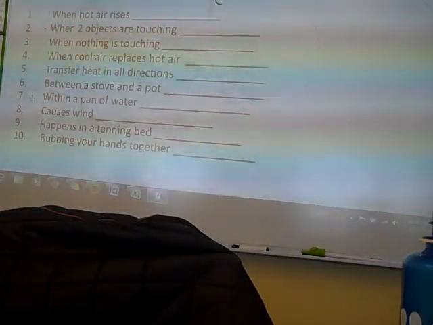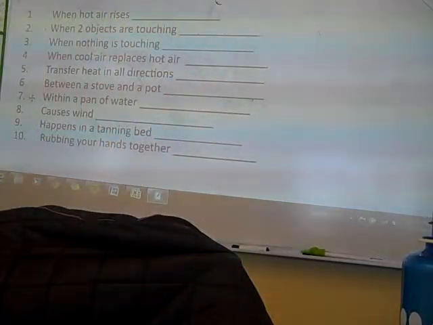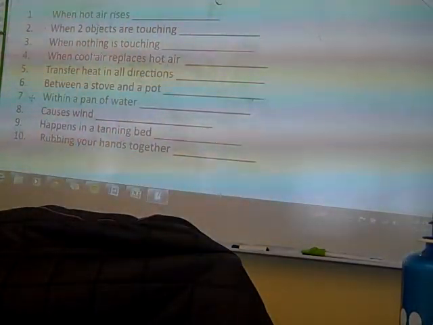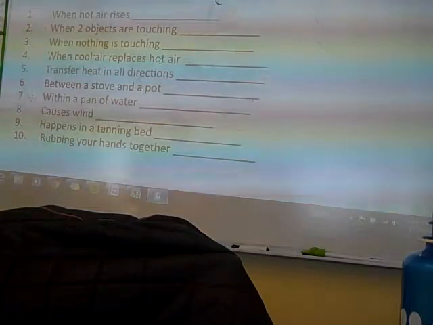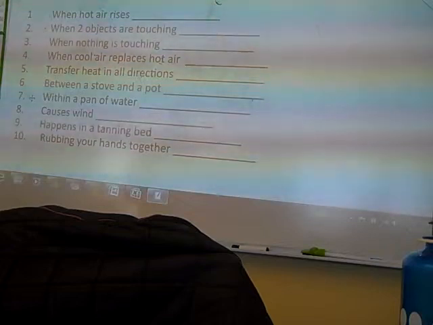And number 10. Go ahead, Giselle. Rubbing your hands together. Conduction is correct. So all of you got 100%. So when it says, how did you do, write your score. It's a percent. It's between 0 and 100.